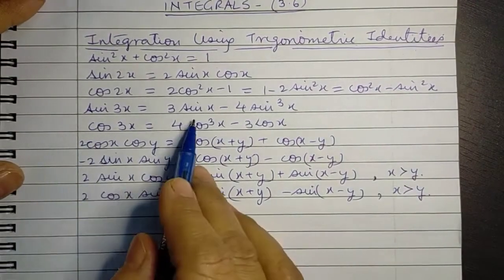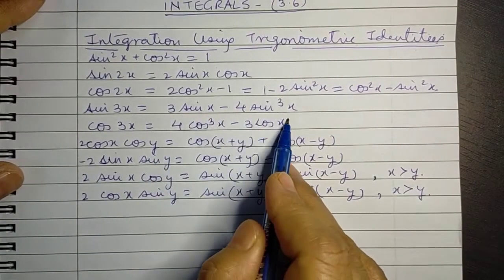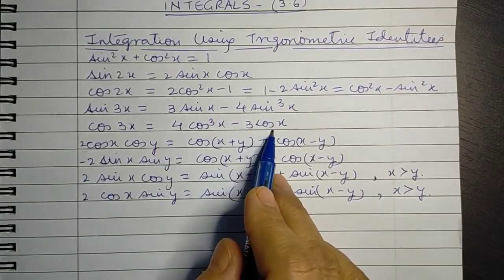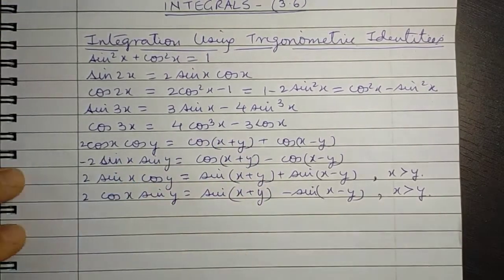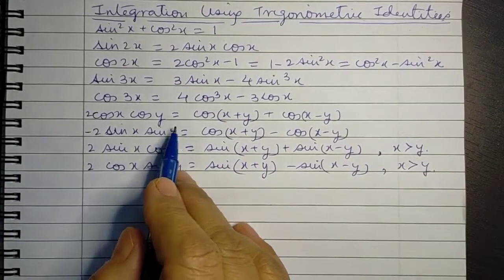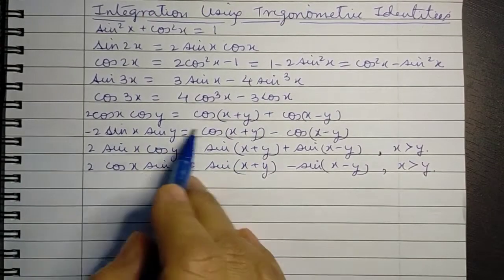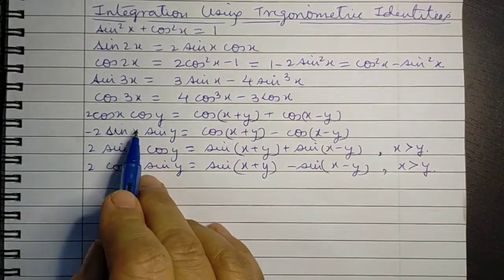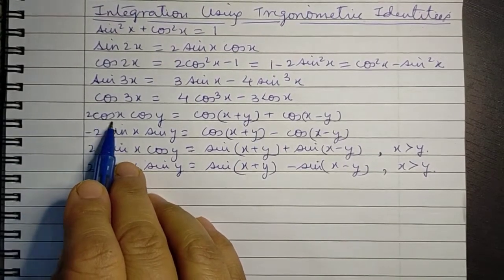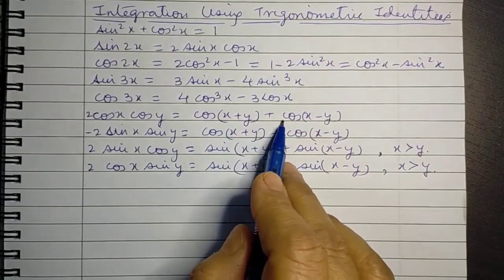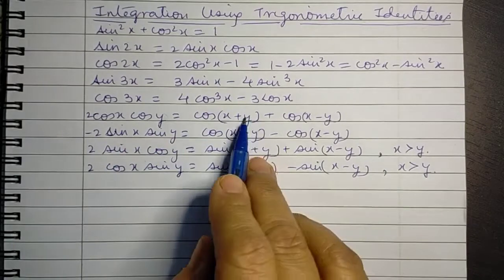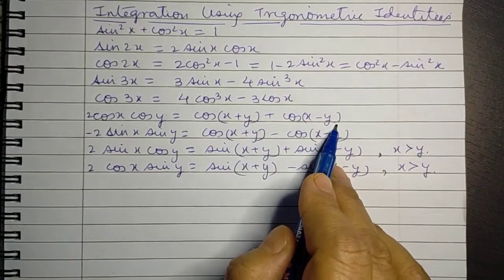Then we have sine 3x as 3 sine x minus 4 sine cube x, cos 3x as 4 cos cube x minus 3 cos x, and similarly we had the results of the sum or difference of two cos functions. The intermediate steps of them were four results. One is 2 cos x cos y is equal to cos(x plus y) plus cos(x minus y). That is, the product of two cos functions can be written as the sum of two cos functions.